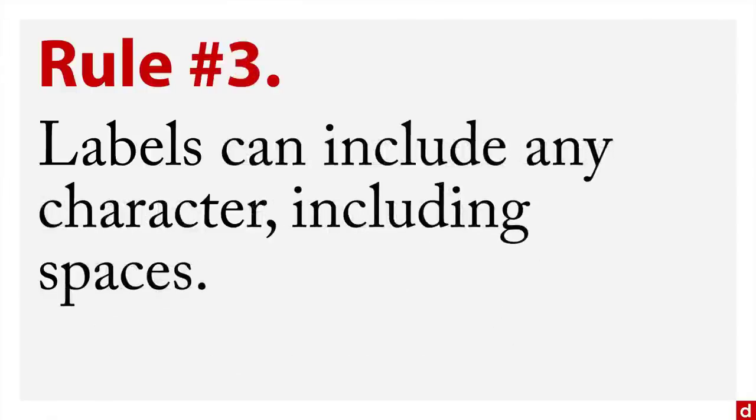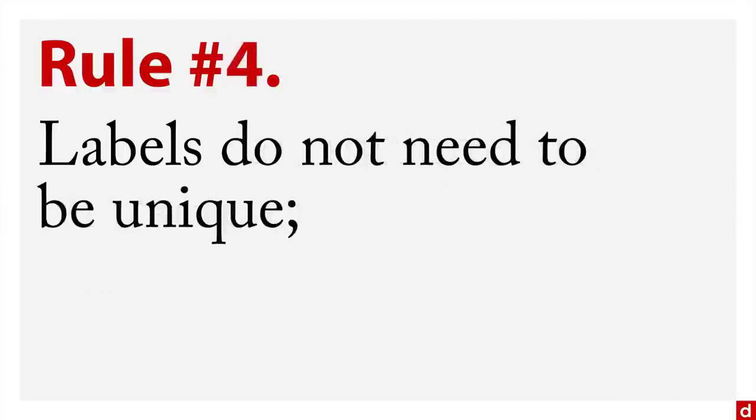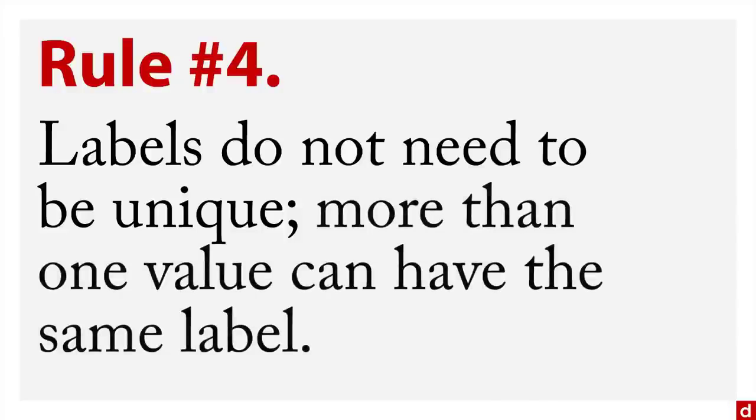Rule number 3, labels can include any character, including spaces. That's good. This is an interesting one. Rule number 4, the value labels do not need to be unique. That is, more than one value can have the same label. So you might have the numbers 1 through 9, and it could be that 7, 8, and 9 all say the same thing, but underneath they have different coding. There are situations where you might want to do that.